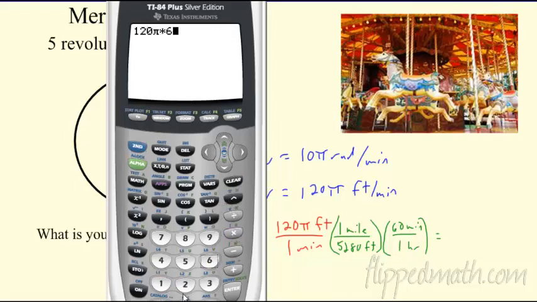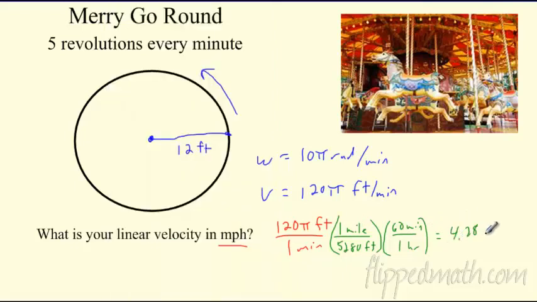3.14 is cool. I'm going to decimify this, so multiply it out. 120 pi times 60, then I'm going to divide it by that 5,280. This should be my miles per hour. Looks like about 4.28 miles per hour. So there he is. He is cruising on his carousel.